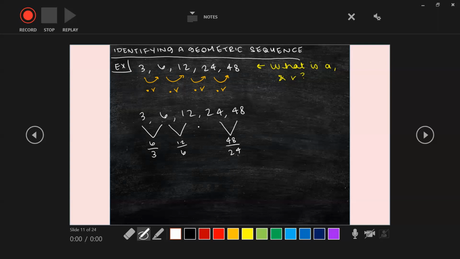Look at the pattern. These 2 guys are right next to each other. They're consecutive terms. 24 and 12. That's okay. Am I going to put 24 in the numerator or the denominator, Colton? Try again. It's going to be the numerator.